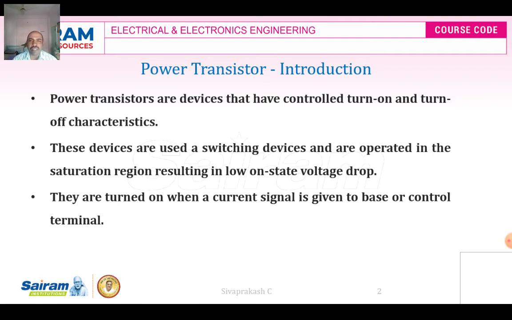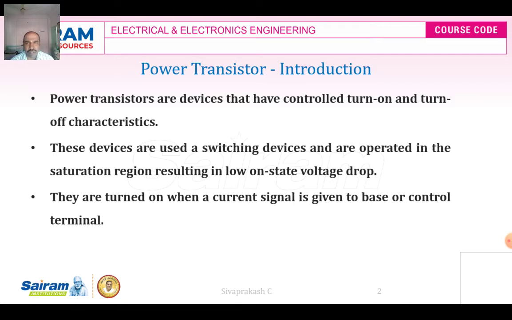The ordinary signal transistor is not capable of handling devices operating at high voltages, high currents and high power, but the power transistor can withstand high voltage, high current and high power. High power handling capability means none other than the power transistor. The power transistors have controlled turn-on and controlled turn-off characteristics.